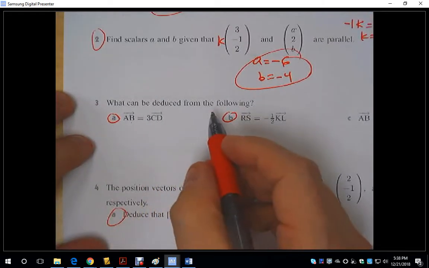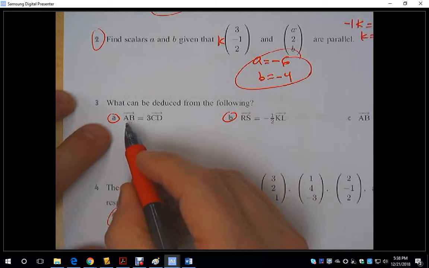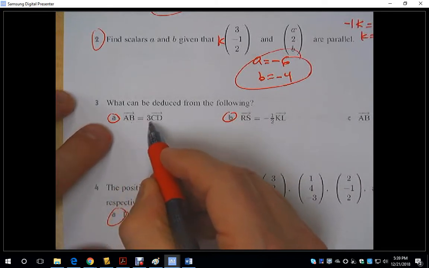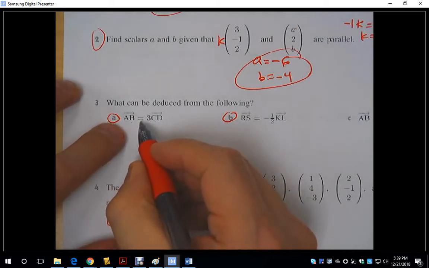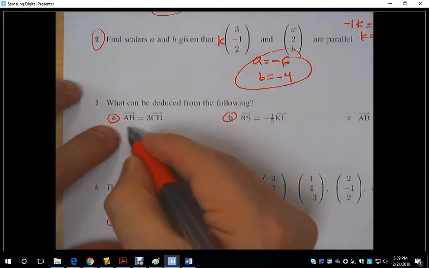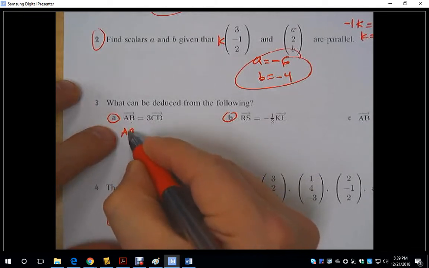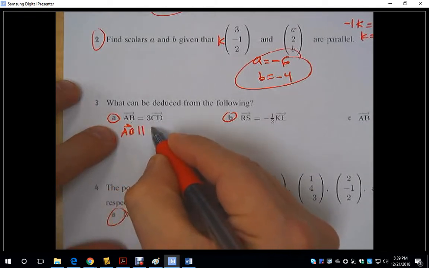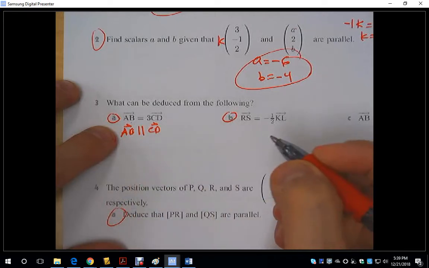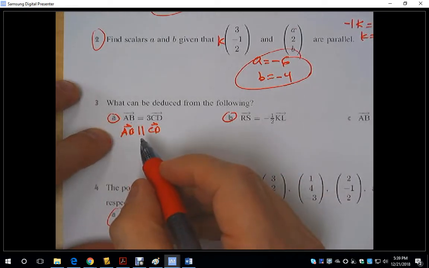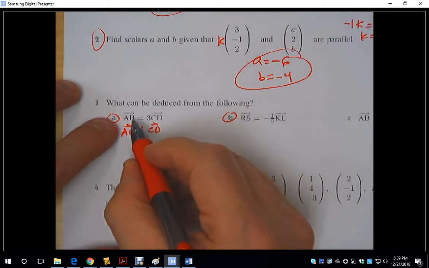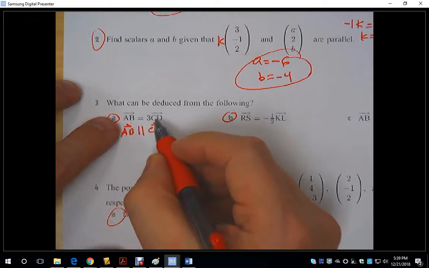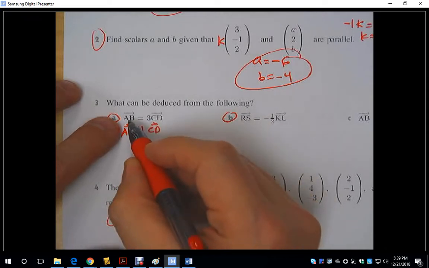What can be deduced from the following? I have this vector AB, and it equals 3 times this vector CD. Well, that means if they are equal to each other, then these must be parallel to each other. Vector AB must be parallel to vector CD. That's one thing we can deduce. Another thing we can deduce is that 3 times vector CD is going to give us vector AB.